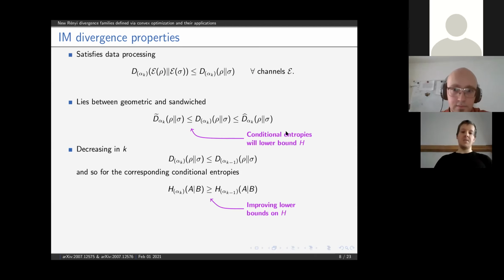Secondly, we also have that as we decrease alpha from 2 down towards 1, the divergences will not increase. And so for the corresponding conditional entropies, the conditional entropies will not decrease. And so this means that we can hope that as we move through the family, we get improving lower bounds on the conditional von Neumann entropy.